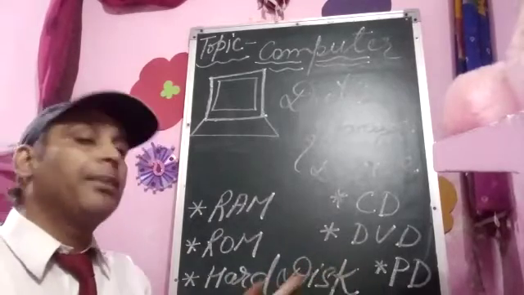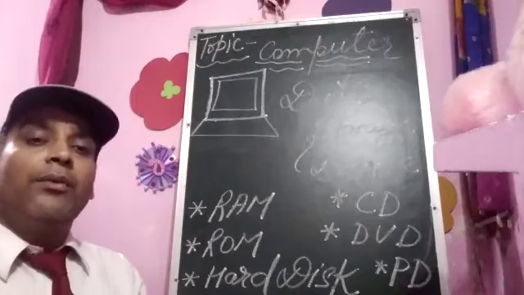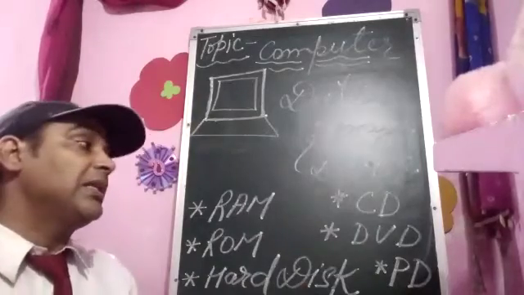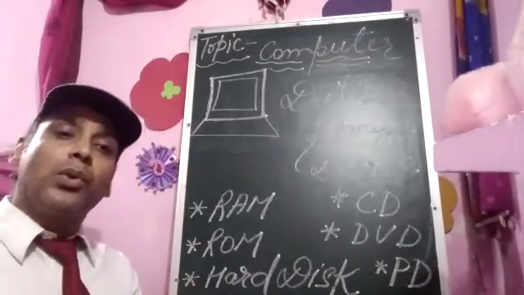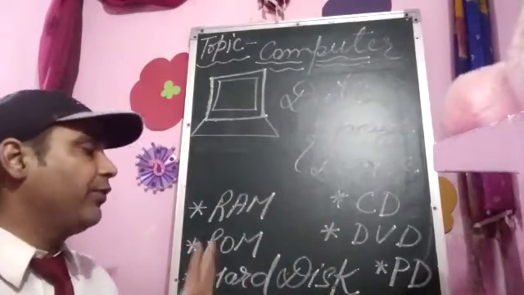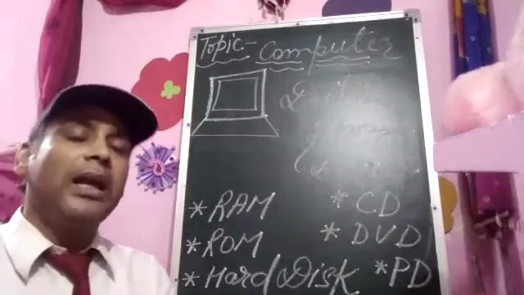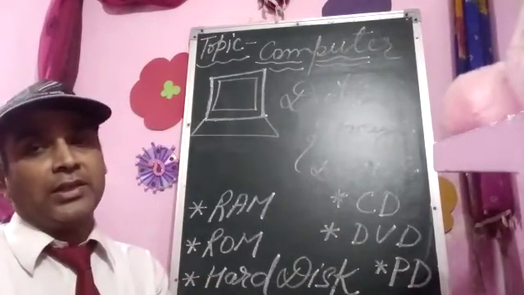And the other part is a pen drive. A pen drive is also used to store data for a very long time. It has more capacity to store information. So all these parts, the hard disk, floppy disk, CD, DVD and pen drive, are called the external storage devices of the computer.